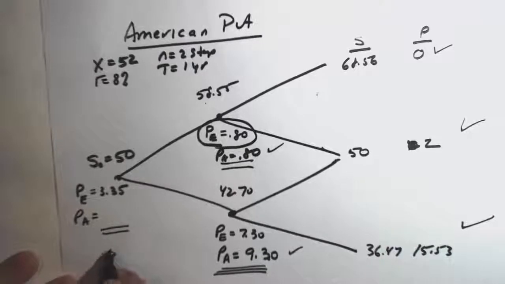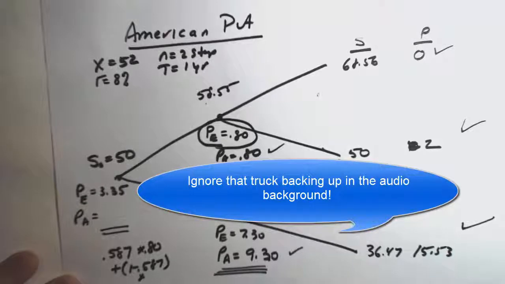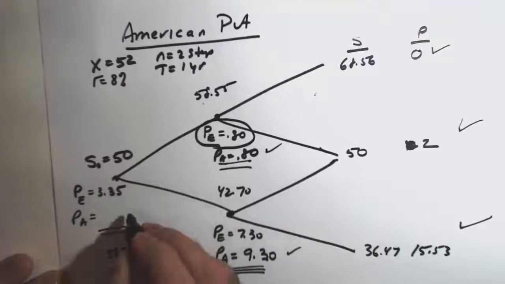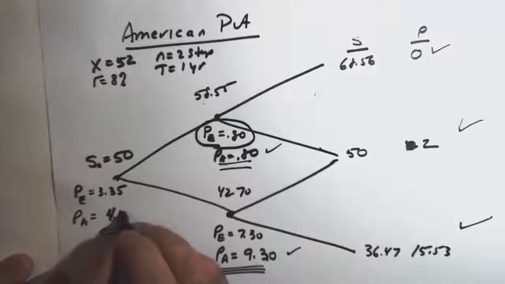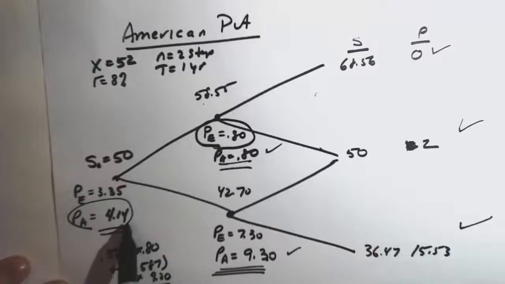So we take the 58.7 times 0.80, add 1 minus 58.7 times 930, discount it back at the 0.082, discount it back one period, and we end up with a put of $4.14. And there we have it. The American put is worth a little bit more than the European.